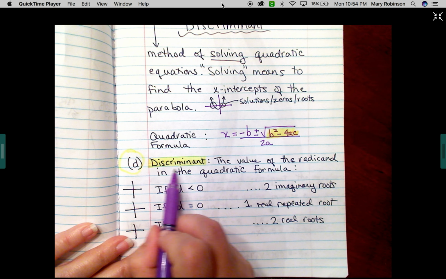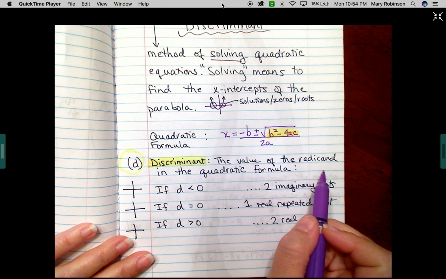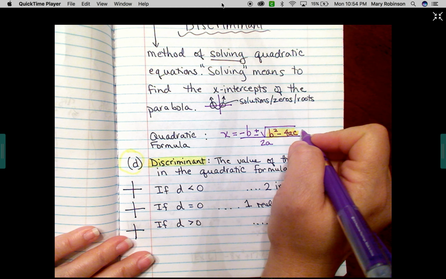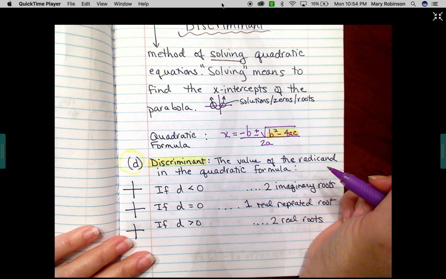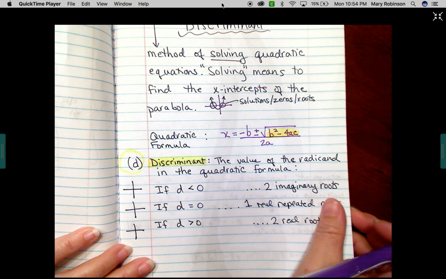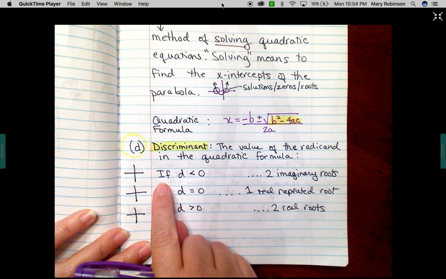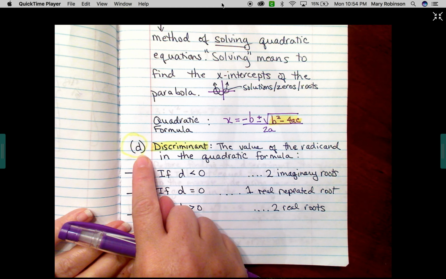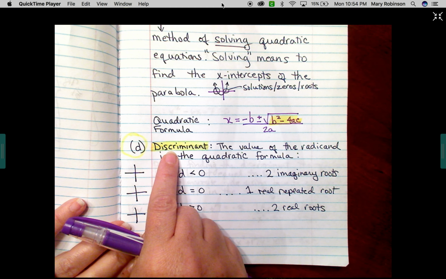So again, the discriminant is the value of the radicand. Remember, we just reviewed this in your last two lessons, that the radicand is the part under the radical. So the value of this radicand tells us some interesting things. First of all, notice that I'm using D to refer to discriminant so we don't have to keep writing it out.